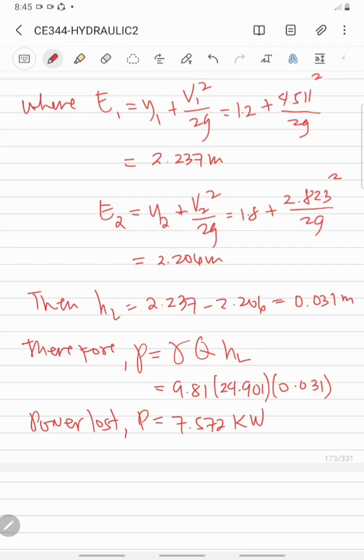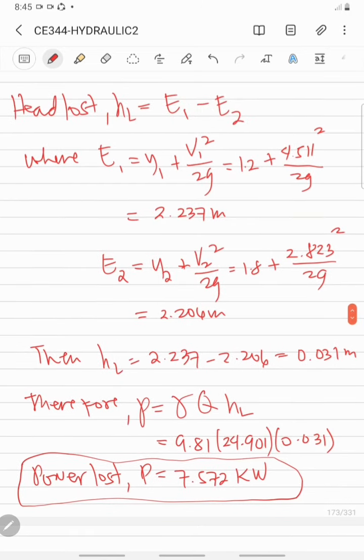This is our final answer, so we need to encircle our final answer or box our final answer. So again, the power loss of the jump is 7.572.